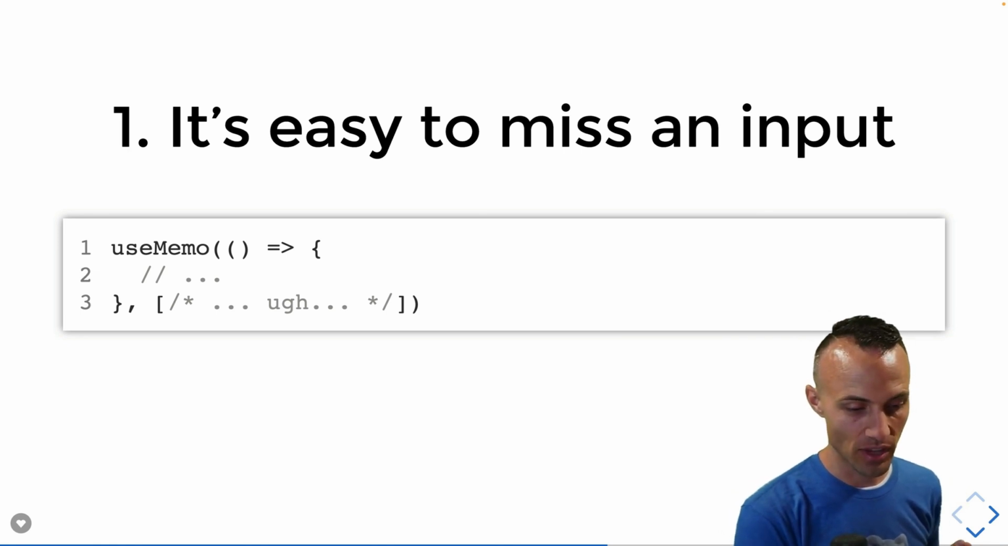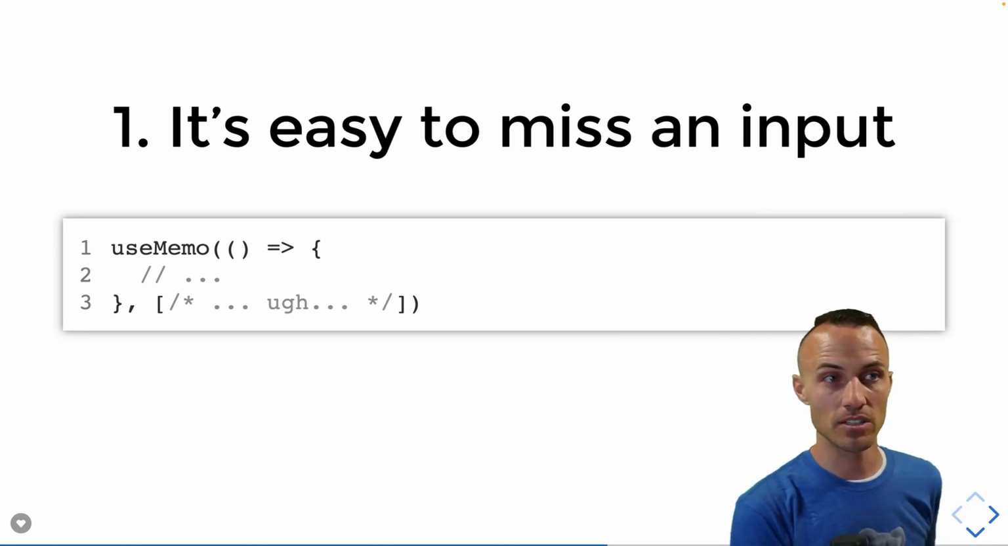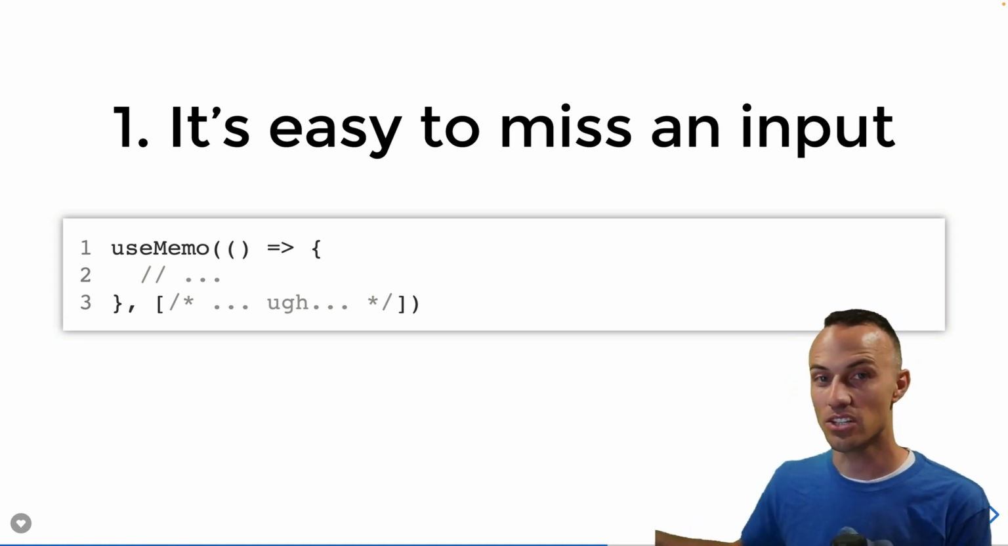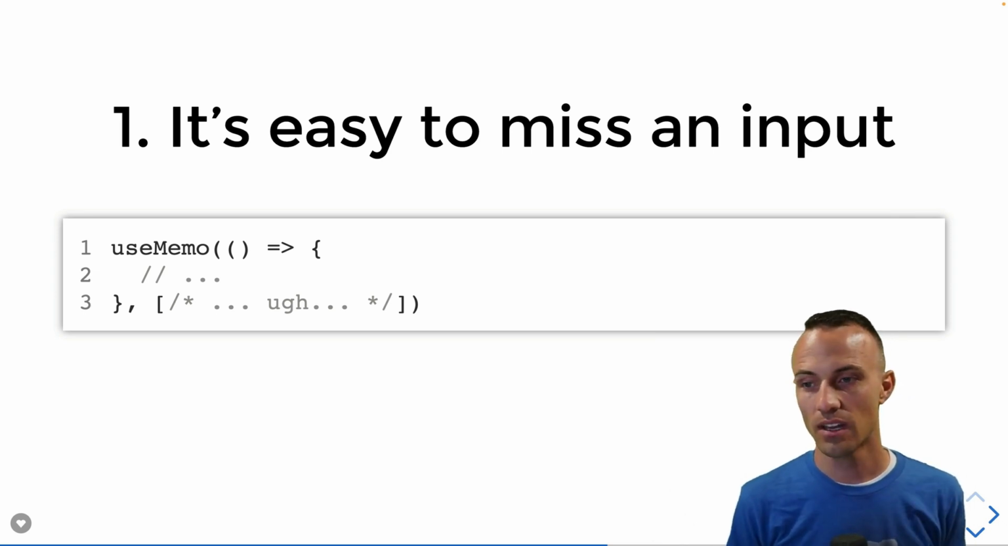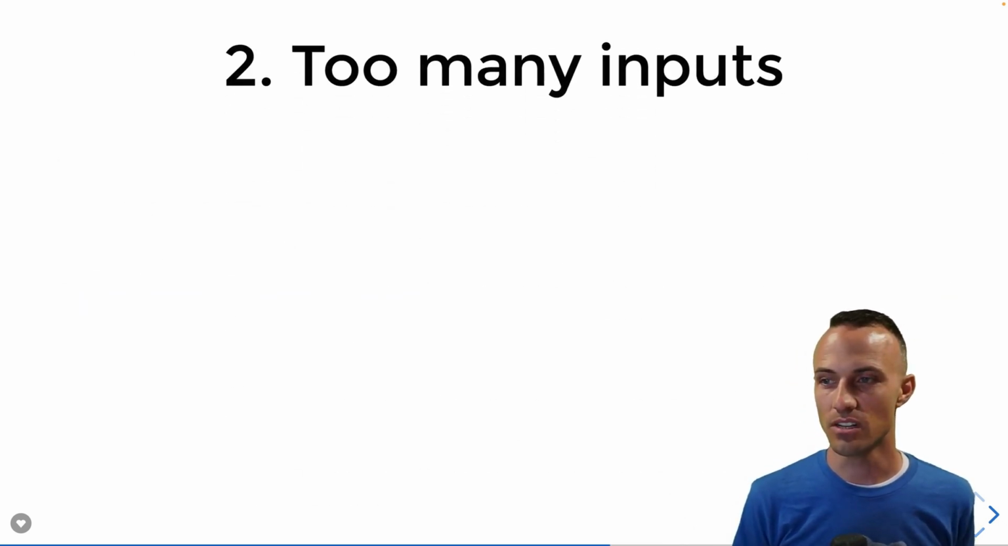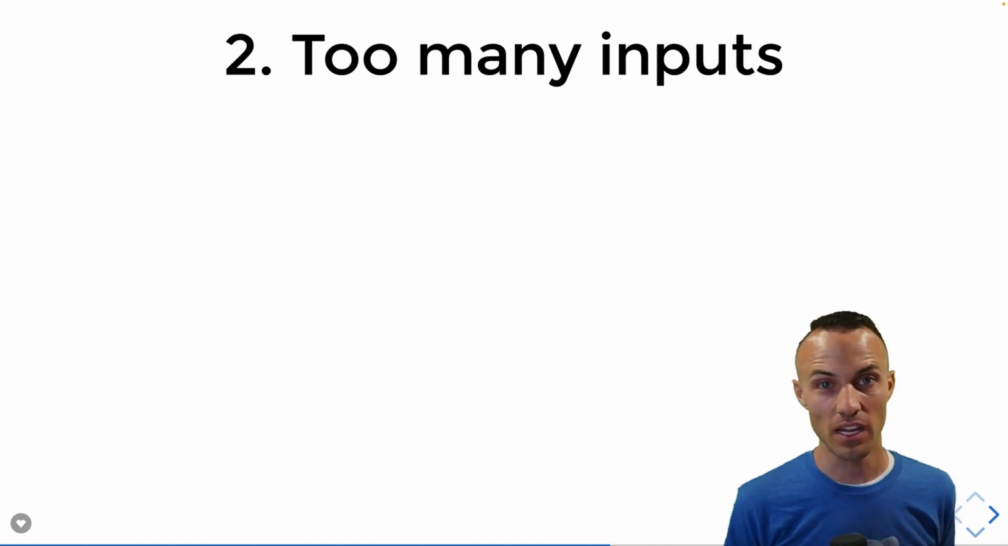So especially when you're writing it from the very first, it can be relatively easy to miss an input, but also as you're making changes to existing code, you can add inputs without actually really knowing. And so yeah, easy to miss an input. Also, you could have too many inputs.